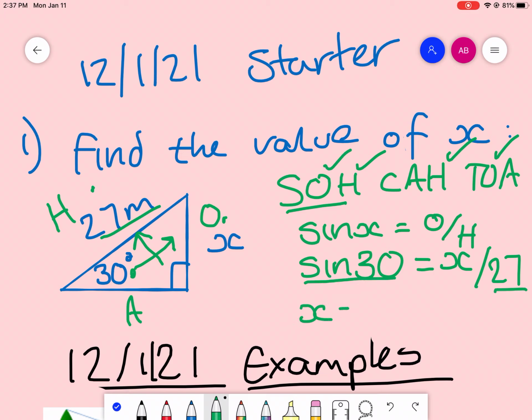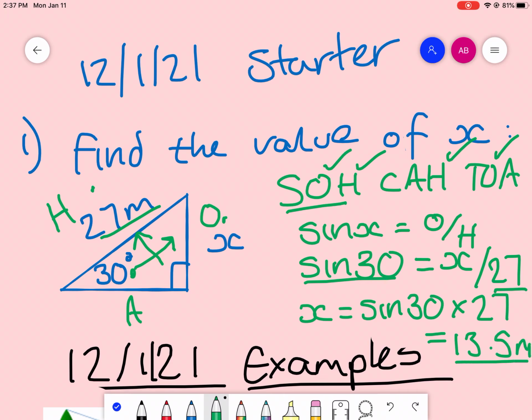So x is sine 30 times 27. Now, if you were using the calculator that I've asked you to use, you should be okay getting this. Your phone calculator works slightly differently, so if you're not able to get it, just let me know. So sine 30 times 27, and we get 13.5 metres for that.